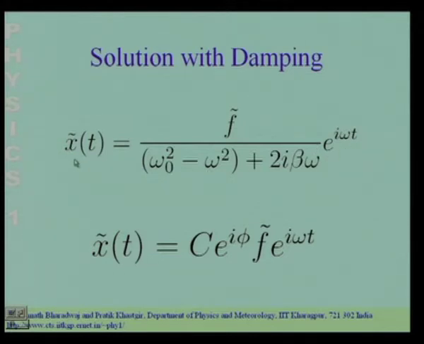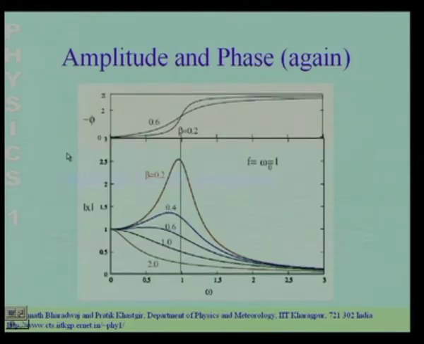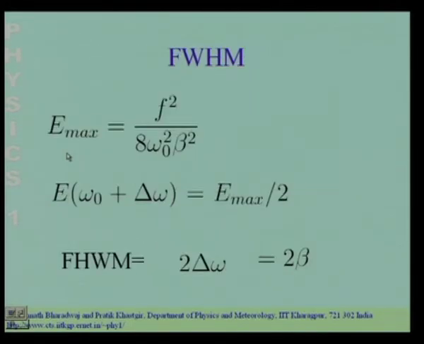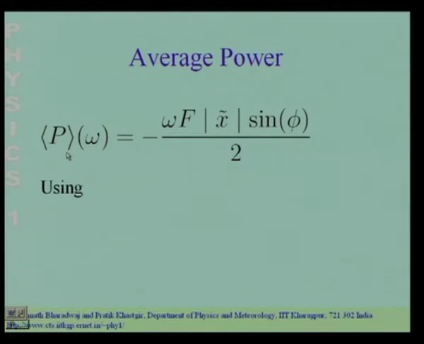Sin phi is the relative phase between this and this. So, if you wish to calculate mod x tilde sin phi, it is basically the imaginary part of this x tilde, because x tilde you can write as the mod of x into cos phi plus i sin phi. So, the imaginary part of this gives us this quantity over here which we wish to calculate.